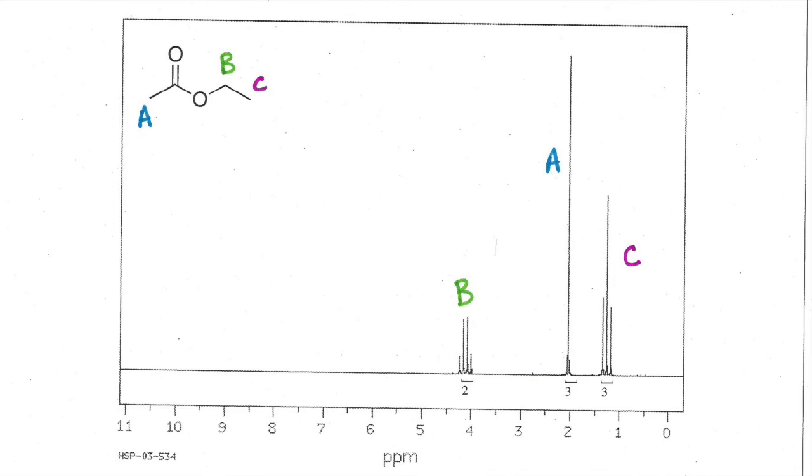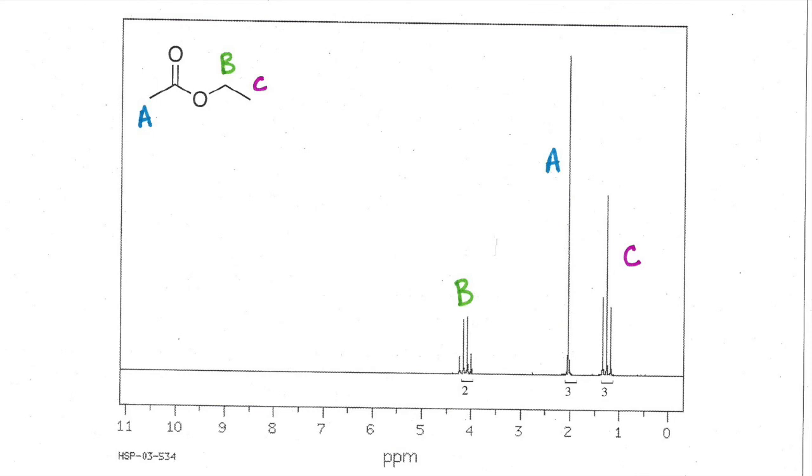For the pink protons that we identified as C in this structure, we expected these protons to be in the alkyl region. We expected these protons to have a chemical shift of about 1. And when we look at the data, we see that that chemical shift does fall very close to 1. It's a little higher than we might expect for a methyl group that's on a longer alkane chain.